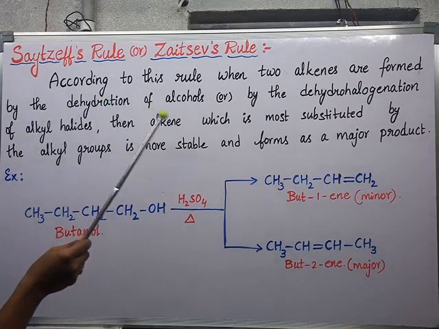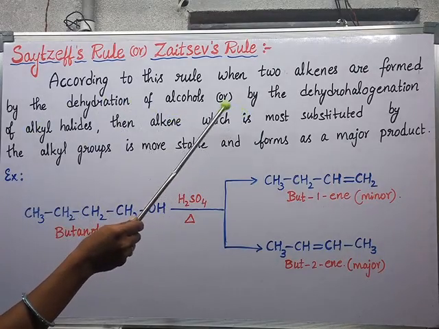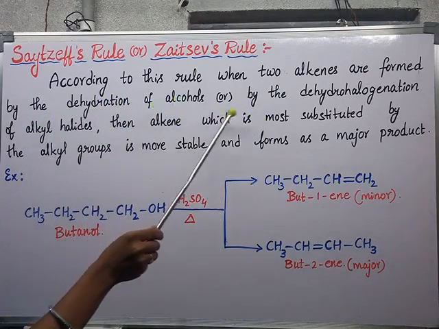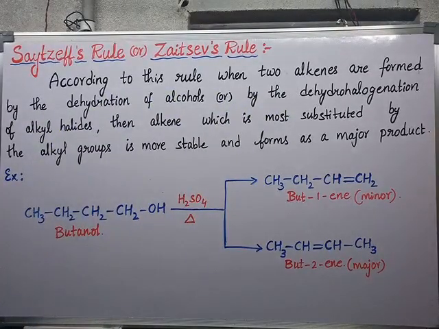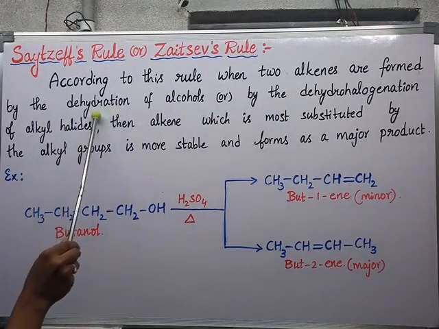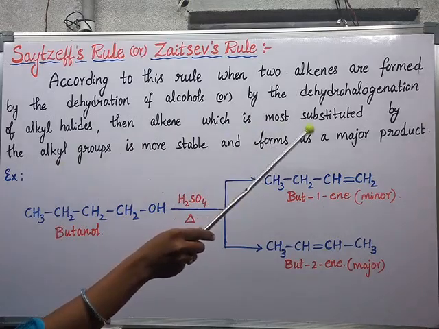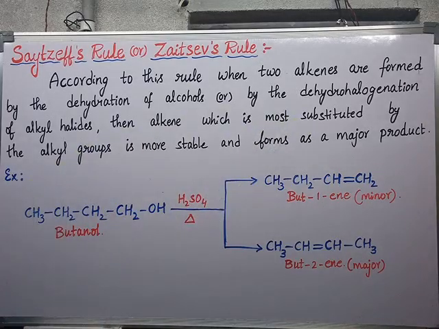According to this rule, when two alkenes are formed by the dehydration of alcohols or by dehydrohalogenation of alkyl halides, I think we have seen both methods in the preparation methods of alkenes, then the alkene which is most substituted is considered the major product.